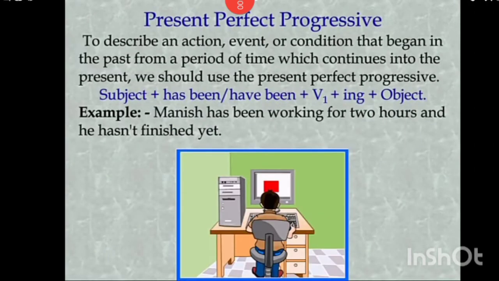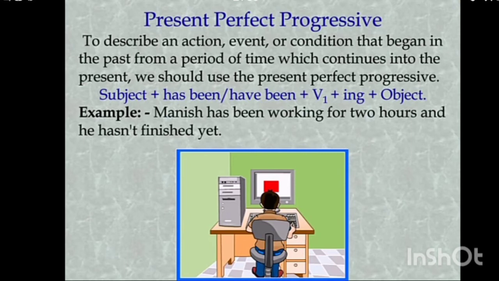Right? Now let's talk about the last one, that is present perfect progressive, or we can also call it present perfect continuous. It is used to describe an action, event or condition that began in the past and continues into the present. We should use the present perfect progressive. Let's see the sentence structure of it.